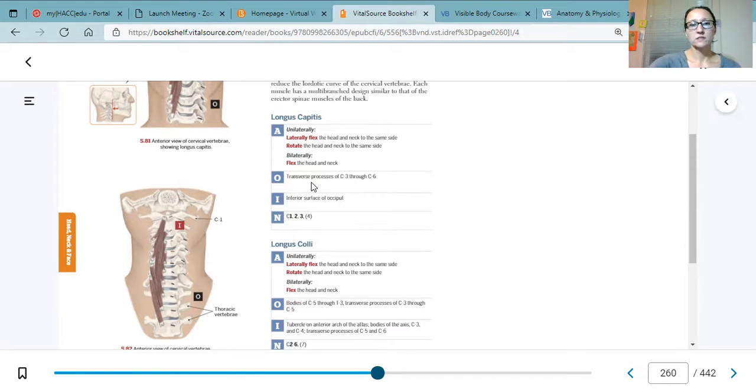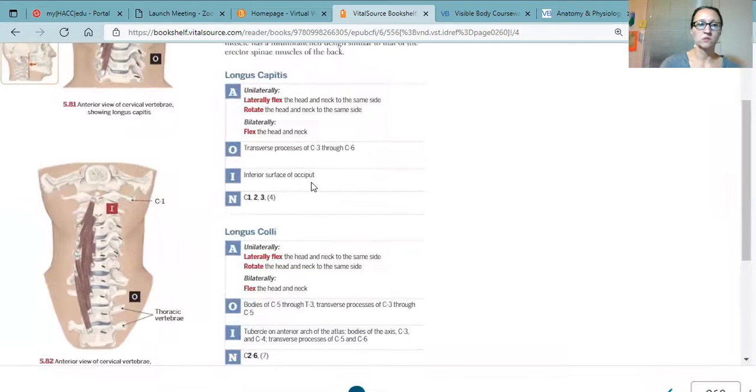So capitis originates on the transverse processes of C3 through C6. Notice it doesn't say cervical vertebrae 3 through cervical vertebrae 6. They actually abbreviated it for you this time. How lovely. TP is C3 through 6. And then it inserts on the inferior surface of the occiput.